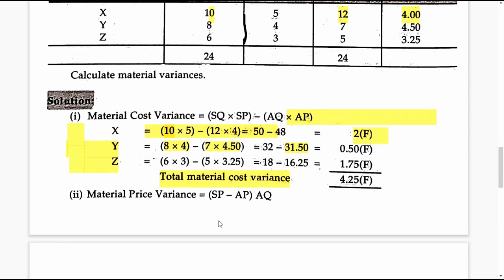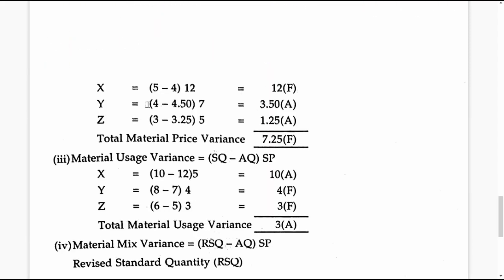Material price variance, the formula is what? Standard price minus actual price into actual quantity. Now for X, standard price 5 rupees given in the problem minus 4 rupees is the actual price into actual quantity 12. Here you find the actual price is less than the standard price, therefore the answer should be favorable. So 12F is the answer for MPV of material X.